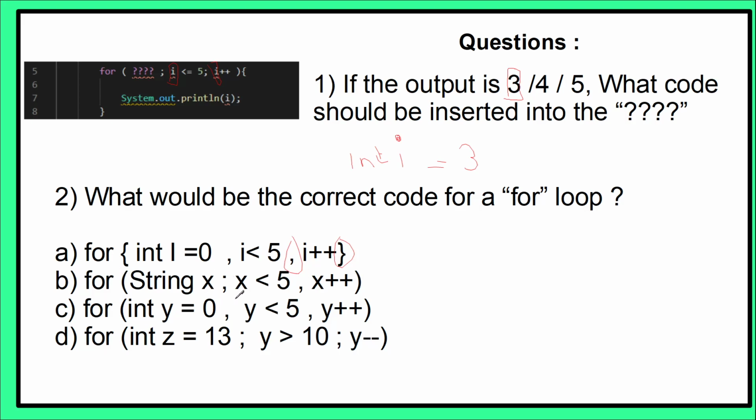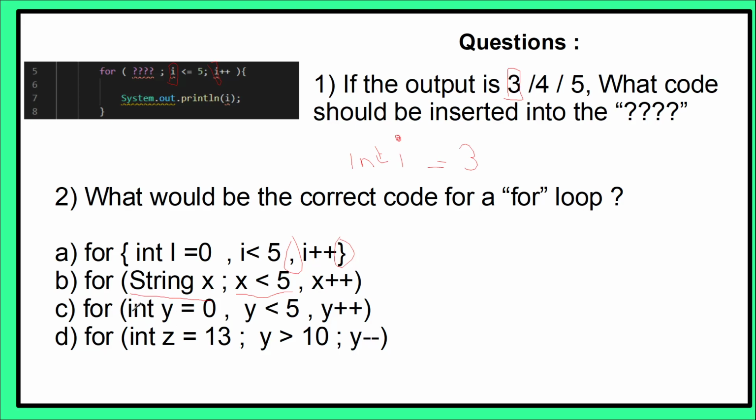Number B, we have not declared anything, or we've not initialized a value here. And secondly, more importantly, this variable is a string type. However, in the condition, we're comparing it with a number, so this wouldn't work. So B is wrong.